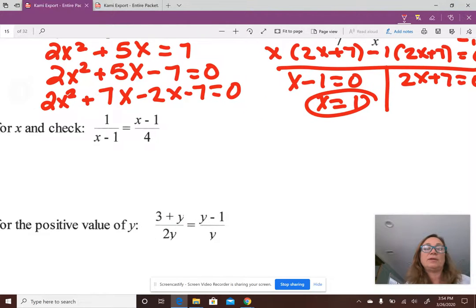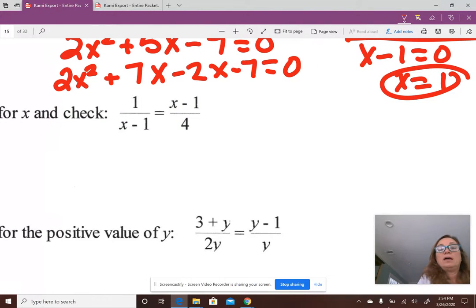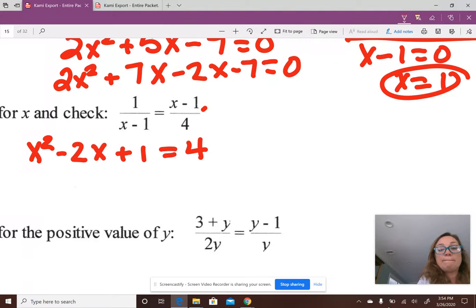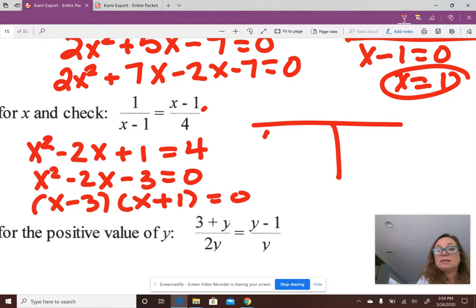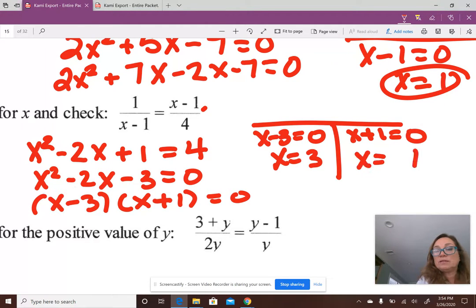Obviously, you can keep going, but I'm going to stop there just because I don't want this video to be too long. Again, cross multiply, product of the means is equal to the product of the extremes. This is a perfect square trinomial. You really have to start recognizing them. Okay, I'm going to subtract the 4, so x squared minus 2x minus 3 equals 0. That gives me x minus 3 and x plus 1 equals 0. So x minus 3 equals 0, so x equals 3. X plus 1 equals 0, so x equals -1.